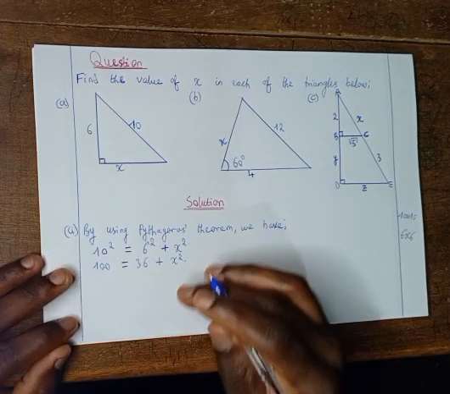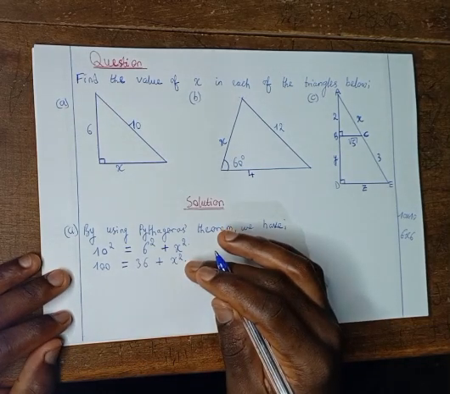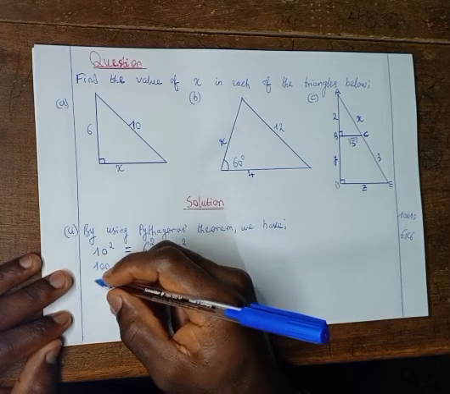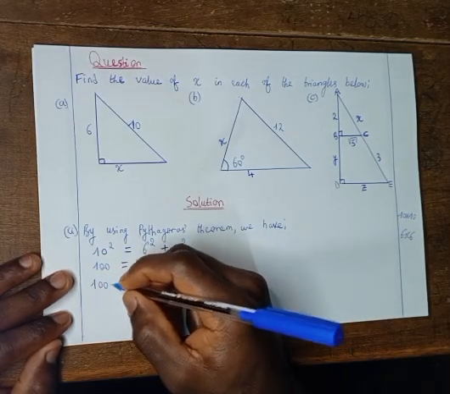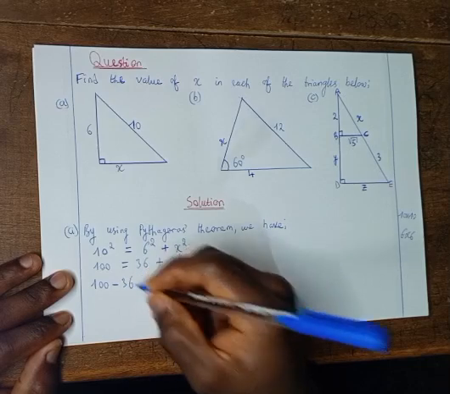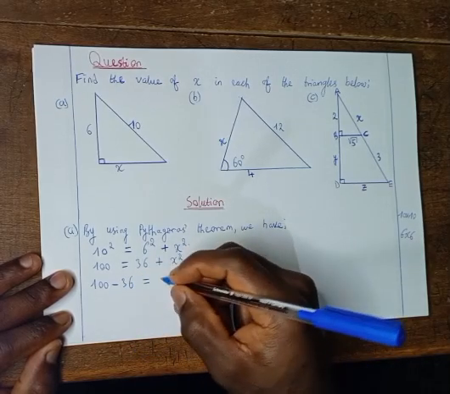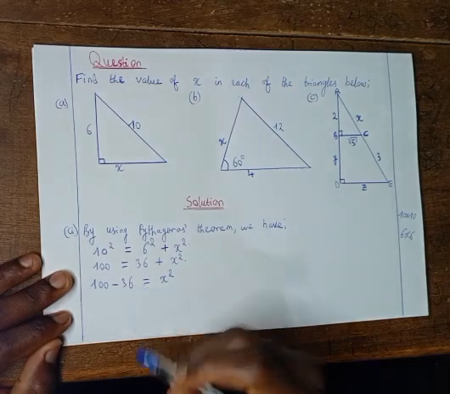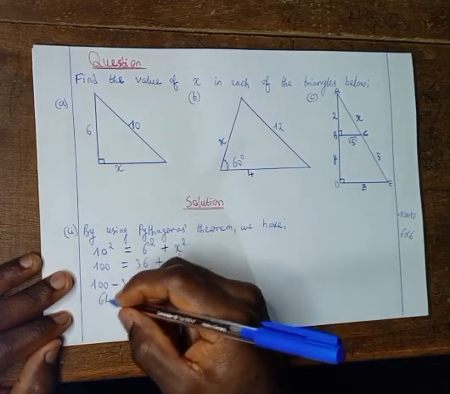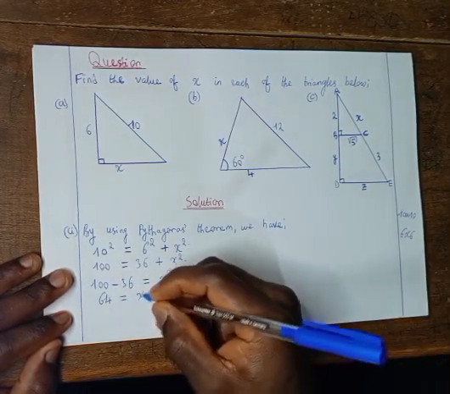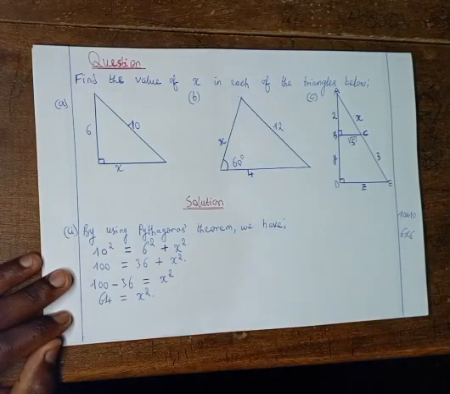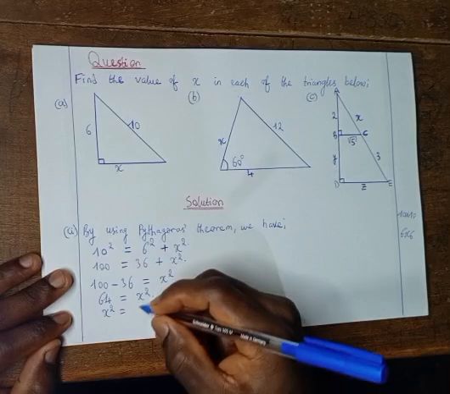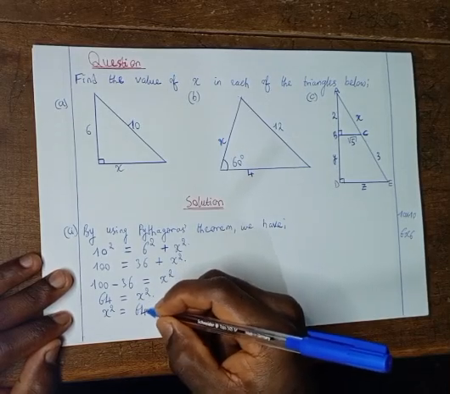Next step, we are going to make x squared the subject of formula. So we are going to transfer 36 to the left hand side. This will give us 100 minus 36 equal to x squared. Next, if we take 100 minus 36, this will simply give us 64 is equal to x squared. 64 equal to x squared is the same as x squared is equal to 64.